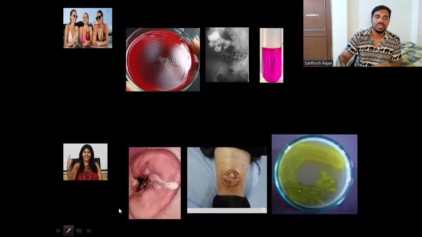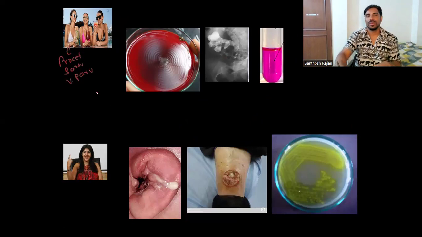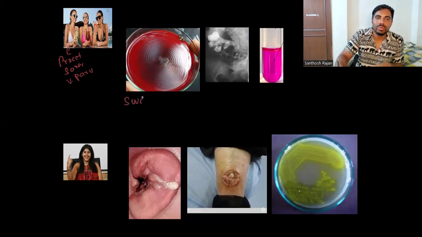Look at this picture. Now here, you will already say very clearly, this is Proteus, Vibrio parahaemolyticus. But Vibrio parahaemolyticus, not our virus. Okay. So what motility? Swarming.